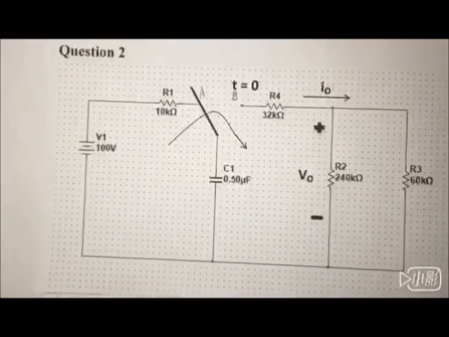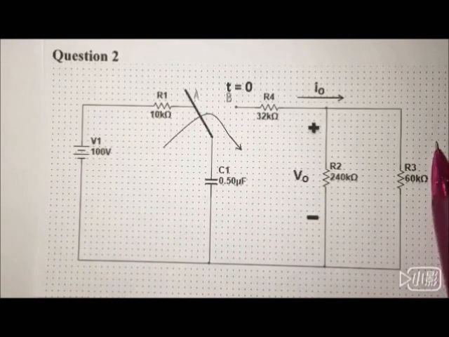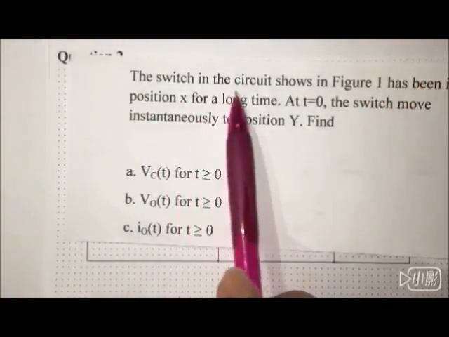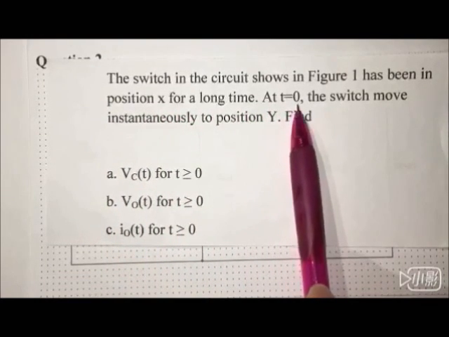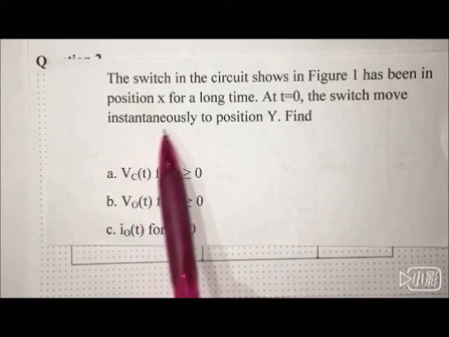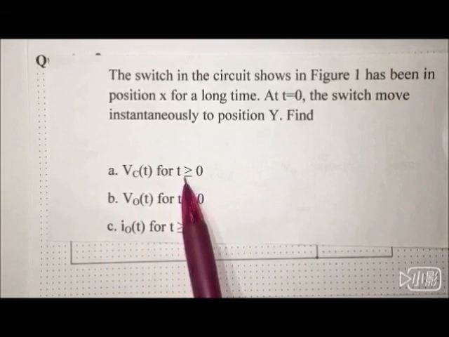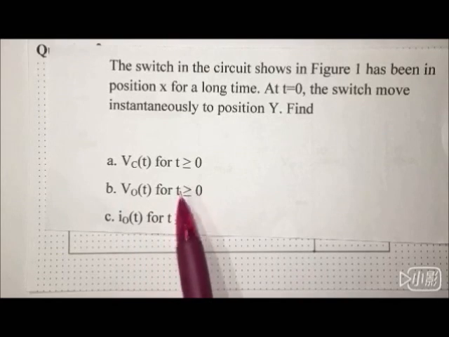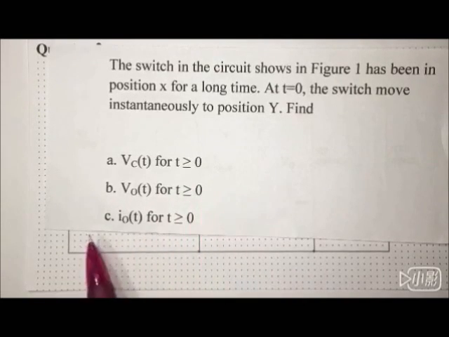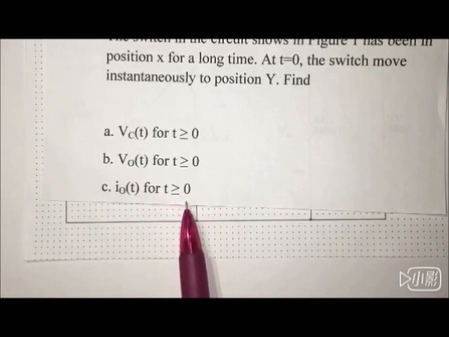Now we see the second example for the RC circuit. Here is the circuit for the RC source-free circuit. The switch in the circuit shown in figure 1 has been in position X for a long time. At t equal to 0, the switch moves instantaneously to position Y. Now we are going to find Vc(t) for t greater than or equal to 0, V0(t) for t greater than or equal to 0, and I0(t) for t greater than or equal to 0.